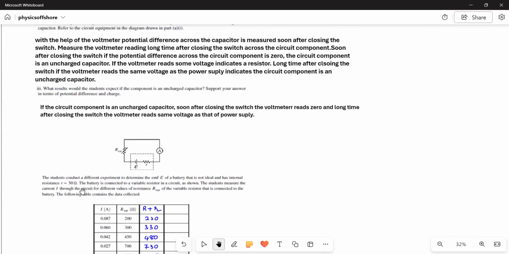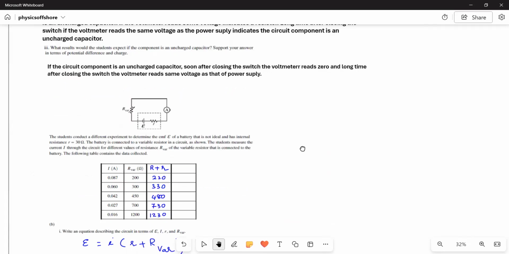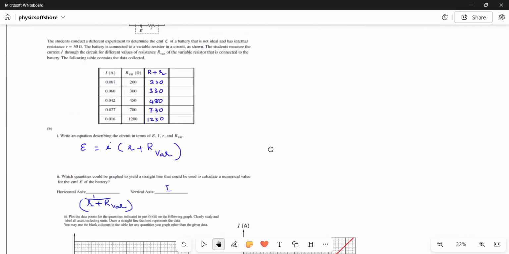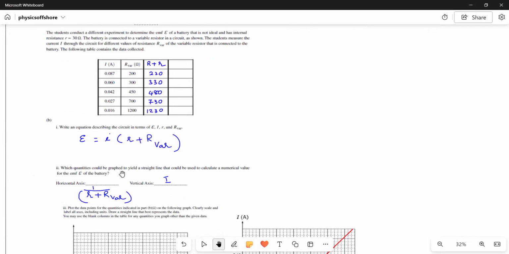The students measure the current I through the circuit for different values of the resistance R variable of the variable resistor that is connected to the battery. The following table contains the data collected. Write an equation describing the circuit in terms of E, I, internal resistance, and variable resistance. What quantities could be graphed to yield a straight line that could be used to calculate a numerical value for the EMF E of the battery?